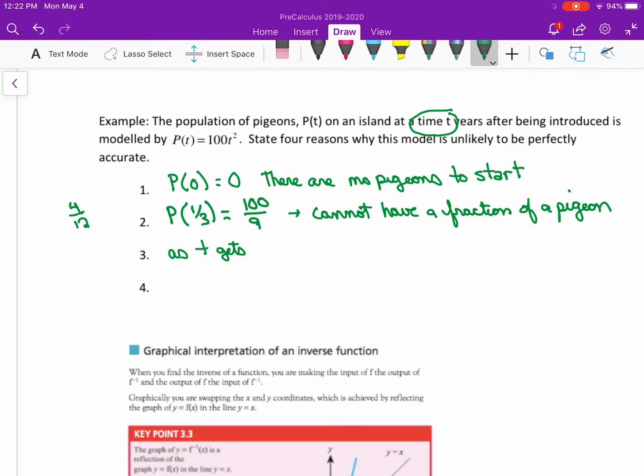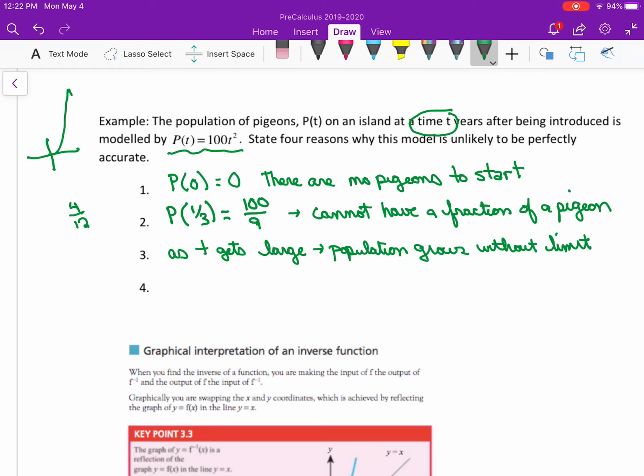Also, as T gets large, the population grows without limit. Think about that. This is the equation of a parabola. It is a very steep parabola, and we're talking about positive values because we're talking about pigeons. But if I put 10 years in there, think of exponentially. If I put 100 years in there, it's growing without limit. You're not going to have an infinite number of pigeons on the planet.